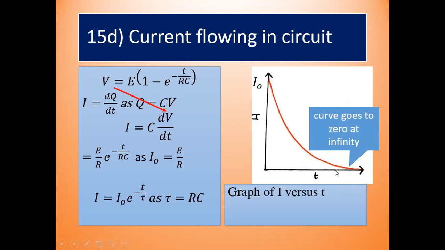Okay. It only goes to zero at infinity. So this one is poorly drawn. Okay, so there are three types of graph that you need to know: how the voltage builds up, how the charge builds up, and how the current decreases.